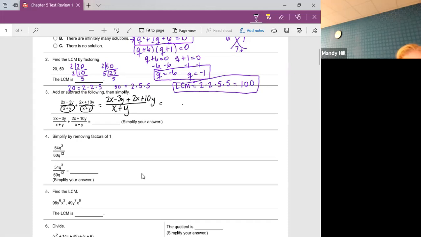So on the bottom, we've got x plus y. On the top, we can combine the 2x with the other 2x. That's going to be 4x's. We can also combine the negative 3y with the positive 10y, and negative 3 plus 10 is going to be a positive 7y. Okay, and that's going to be the answer to that. There's nothing we can do to simplify. We're good.